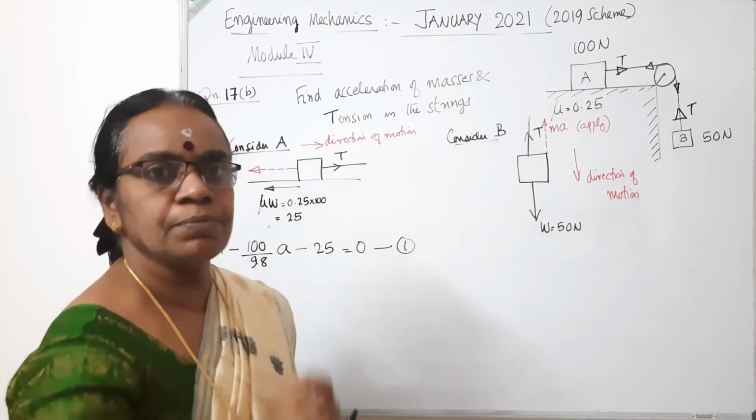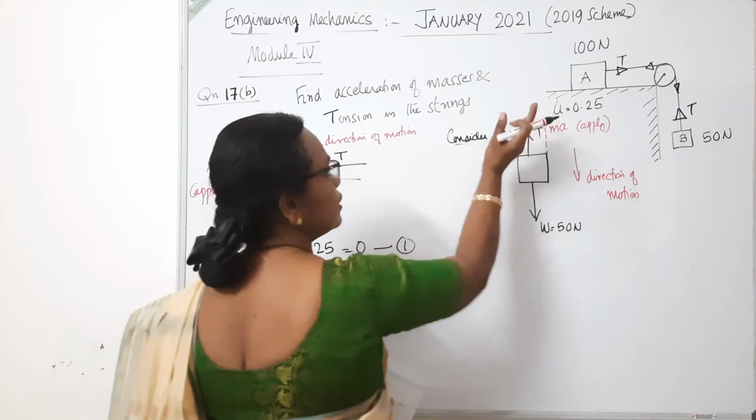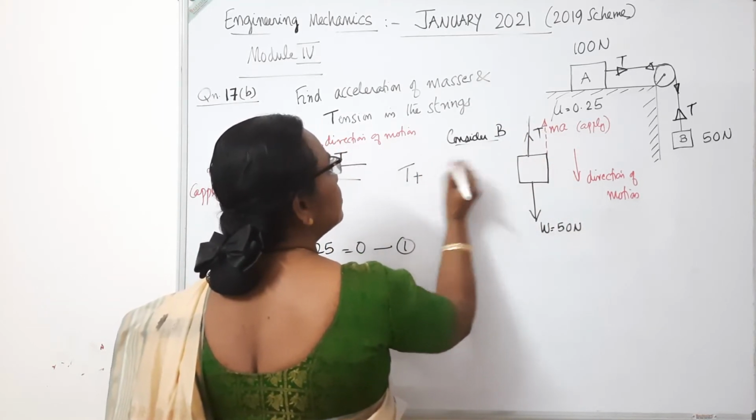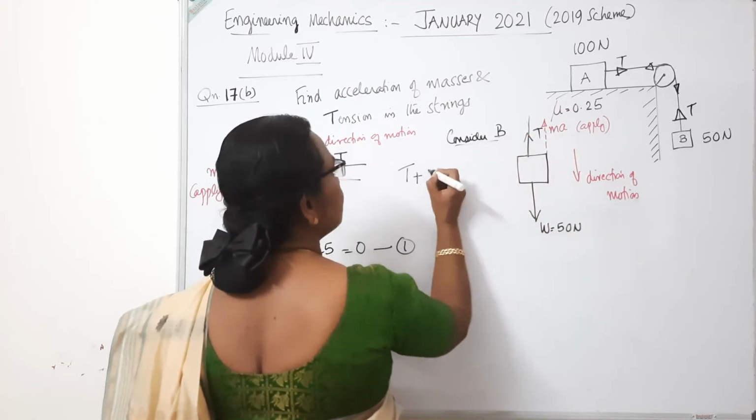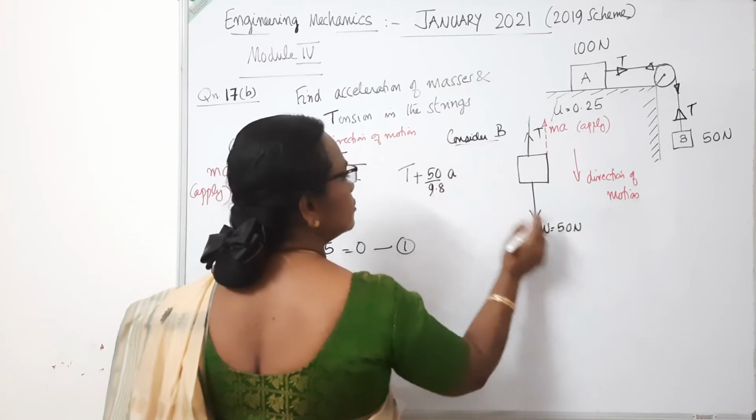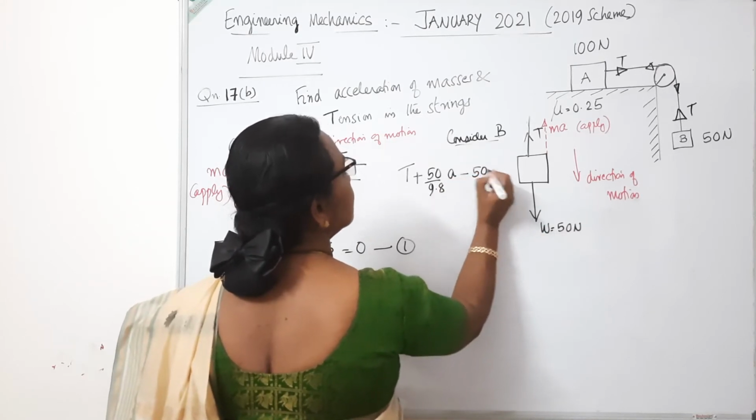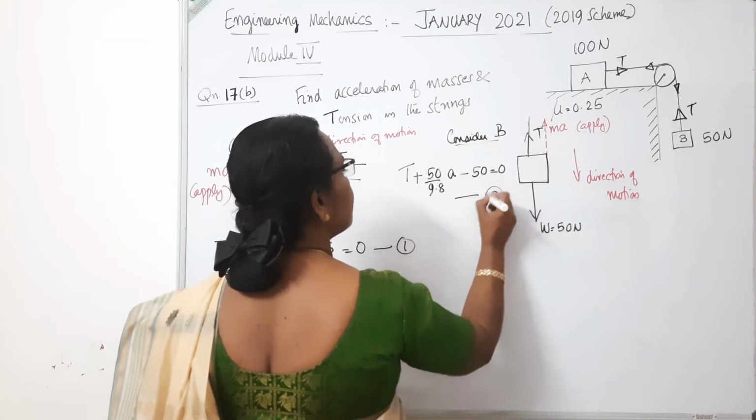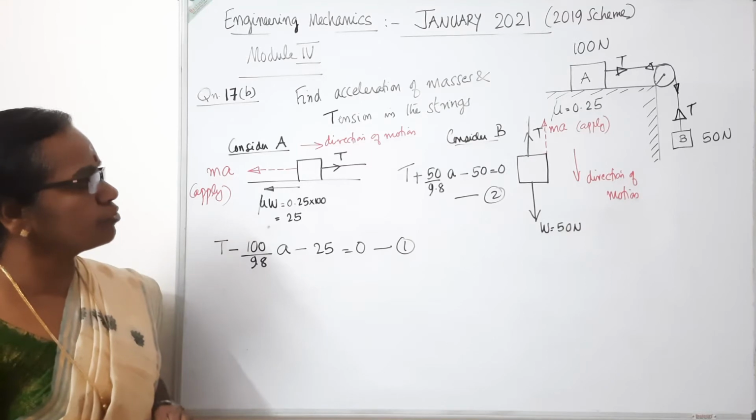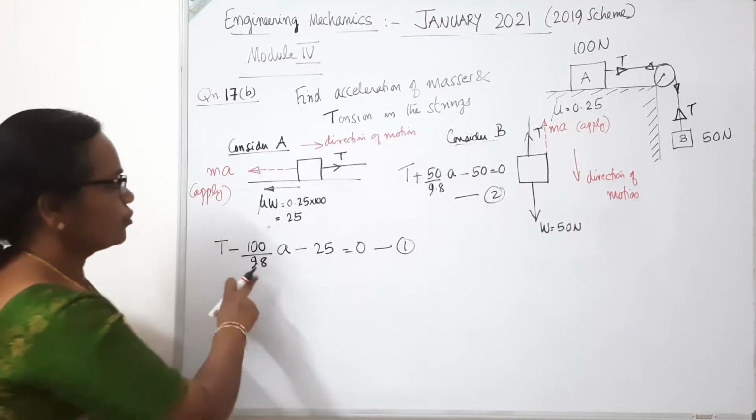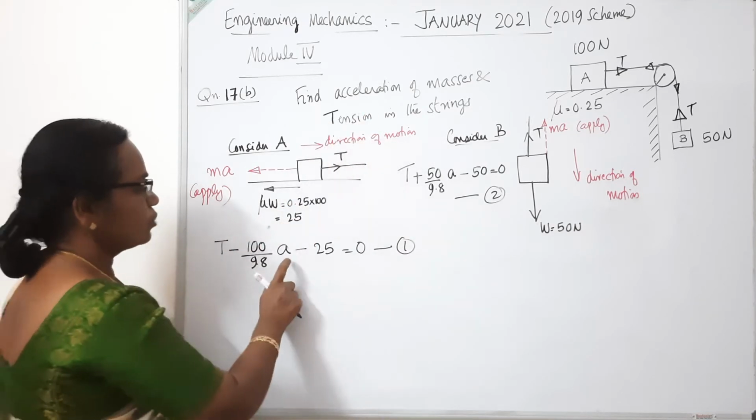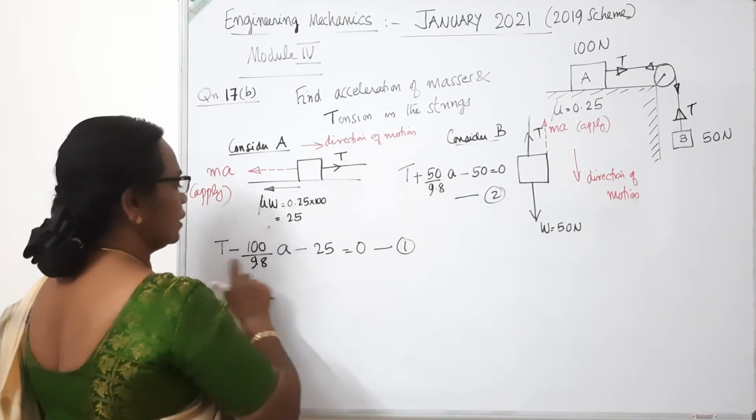Now that body is in equilibrium, so we can write sigma V equal to 0 considering the forces. The force acting upwards is T, plus MA, where M is equal to W by g, that is 50 by 9.8 A, acting downwards, minus 50 is equal to 0. So consider the vertical equilibrium for the body B and write down the equation of equilibrium in the vertical direction. For the first body, I considered the equilibrium in the horizontal direction because it moves in the horizontal direction. In equations 1 and 2, there are two unknowns, T as well as A.